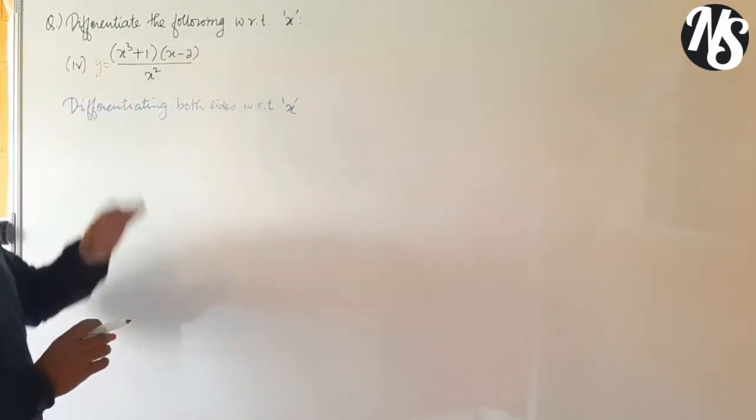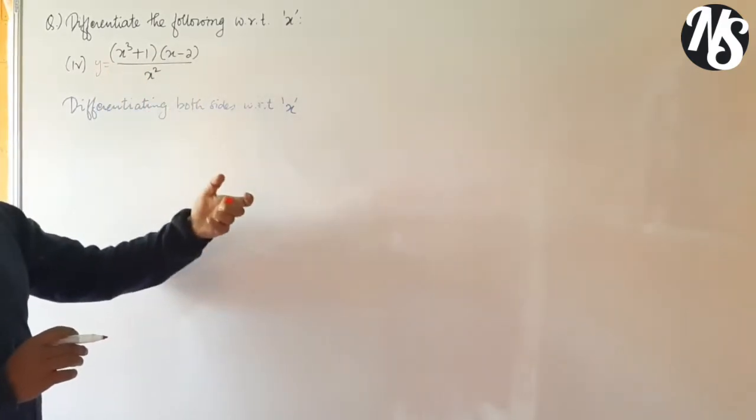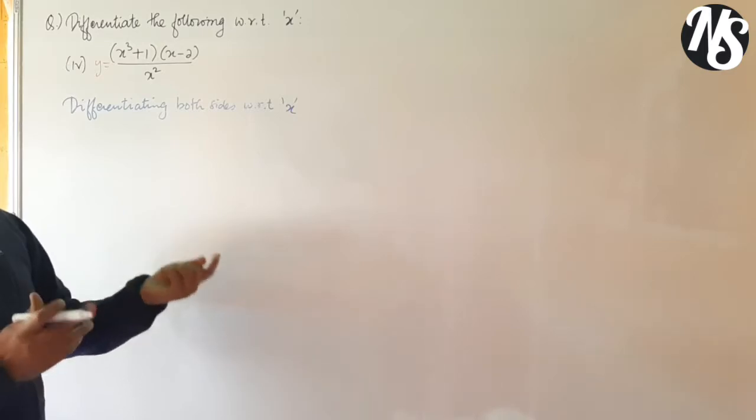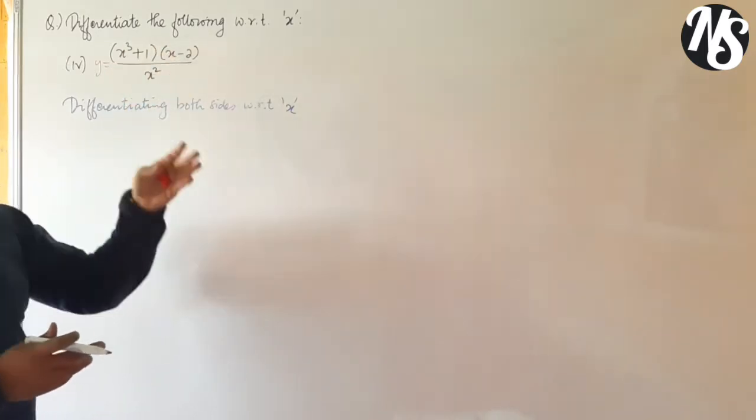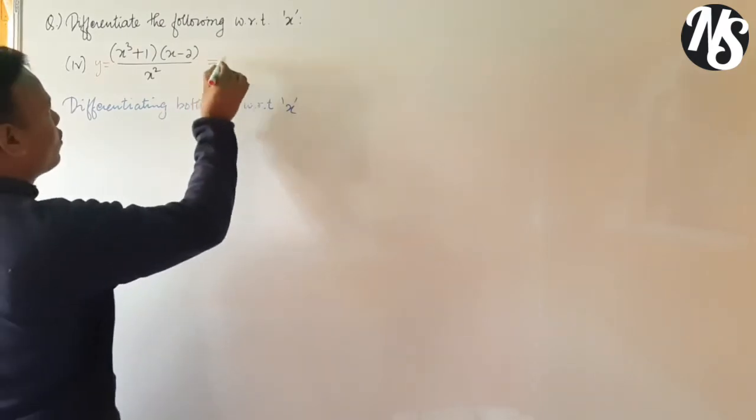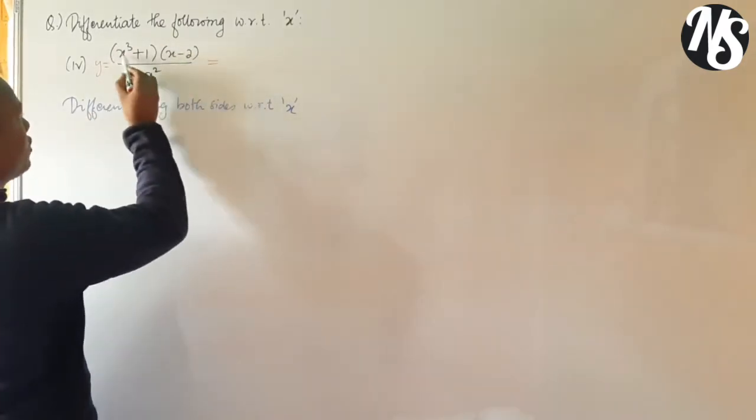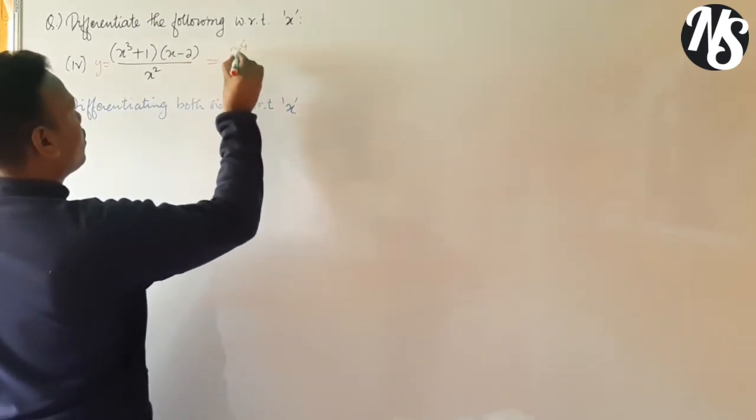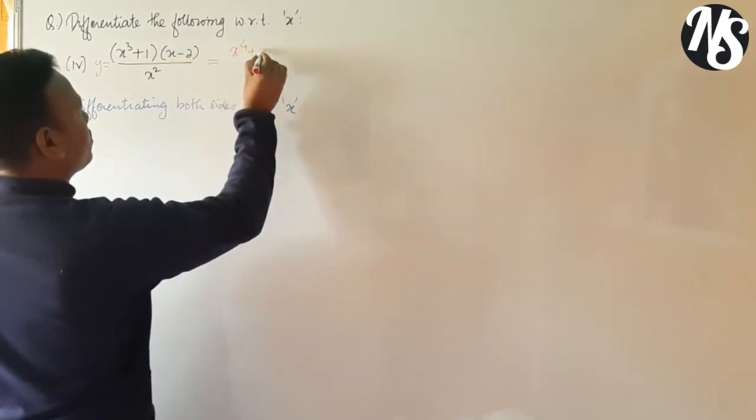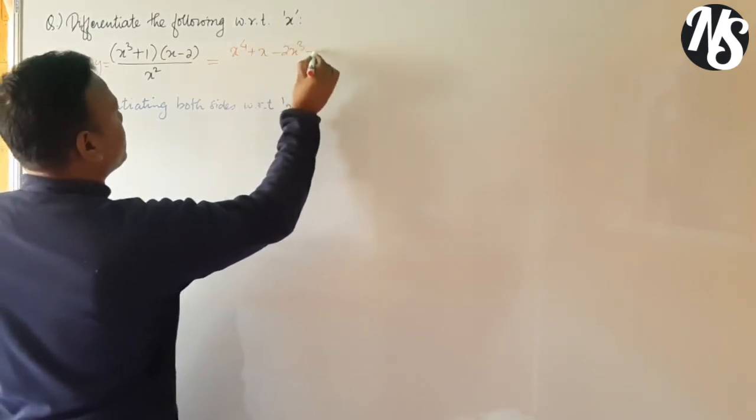Now here I'm not going to do that. You know why? Because here I can simplify this. If you are able to simplify the given expression, that will be better for you. So for example, here what I am going to do is multiply the numerator first. x into x cube is x to the power 4. x into 1 is plus x. So this becomes minus 2x cube minus 2.